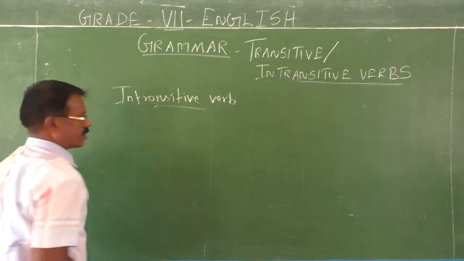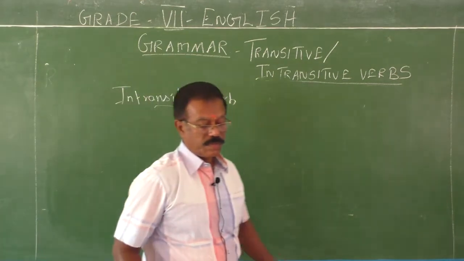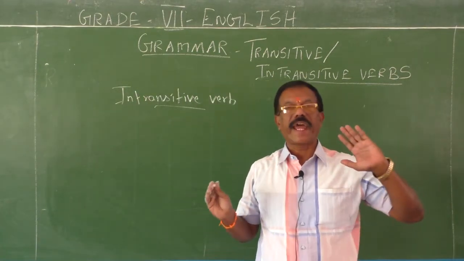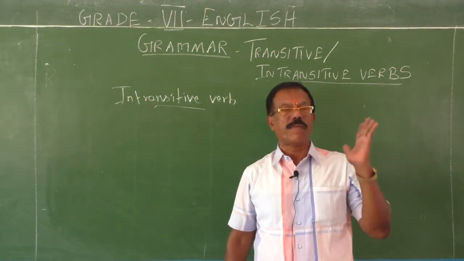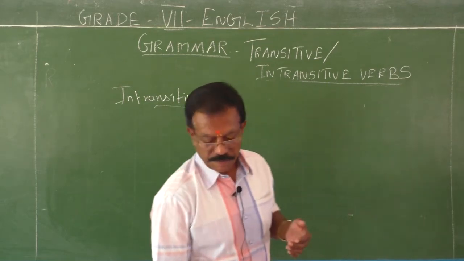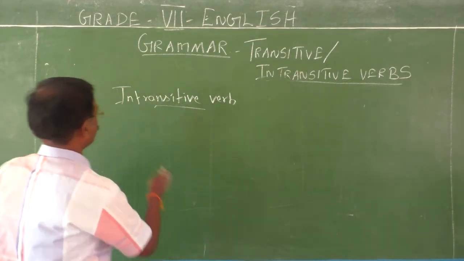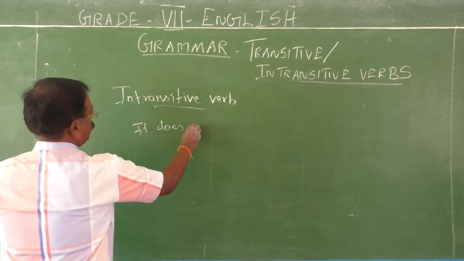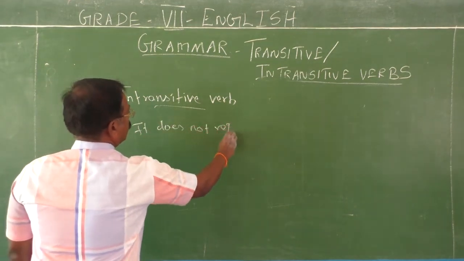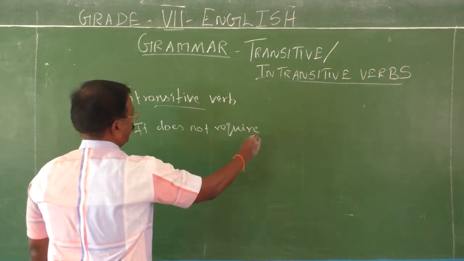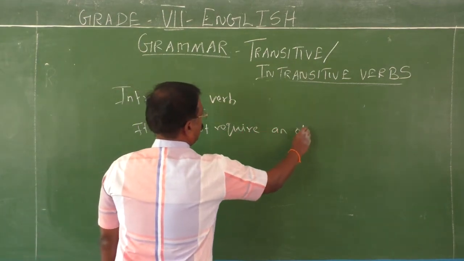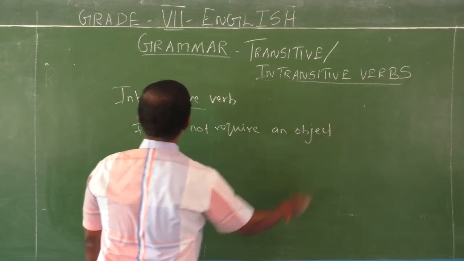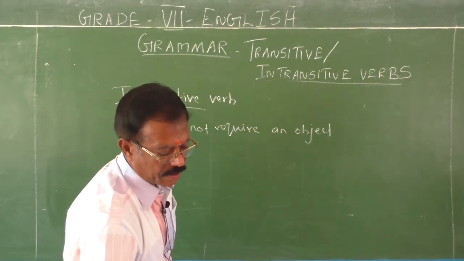A verb that doesn't require... So, an intransitive verb does not have an object. It does not require an object to complete the sense. Such verbs are called intransitive verbs.